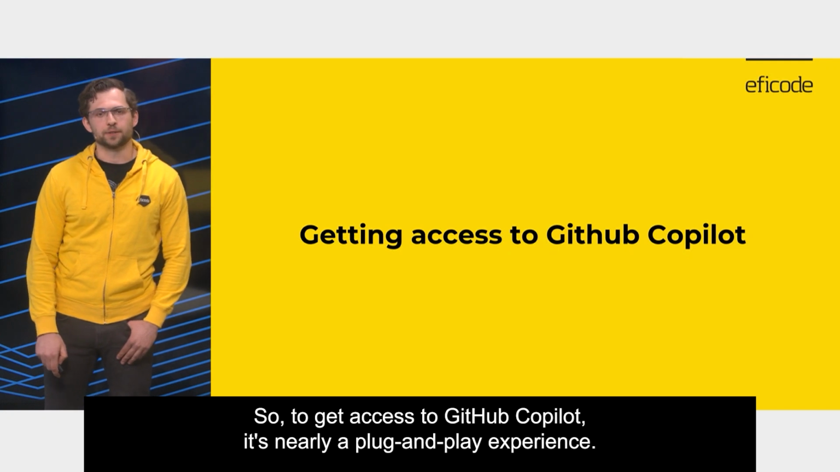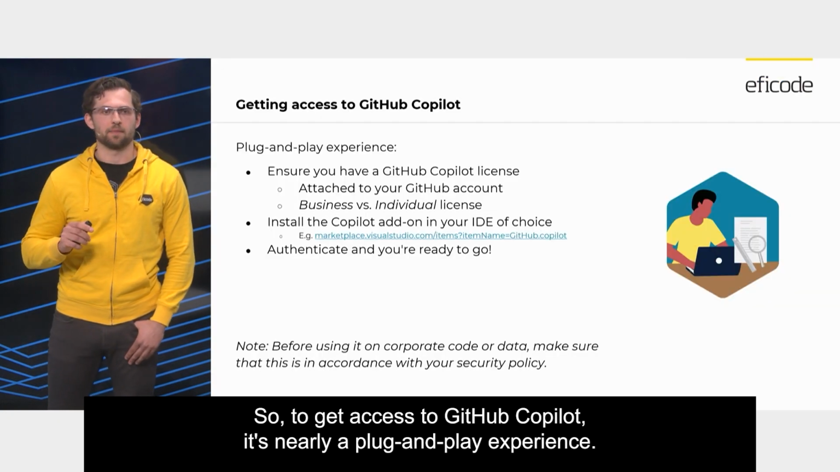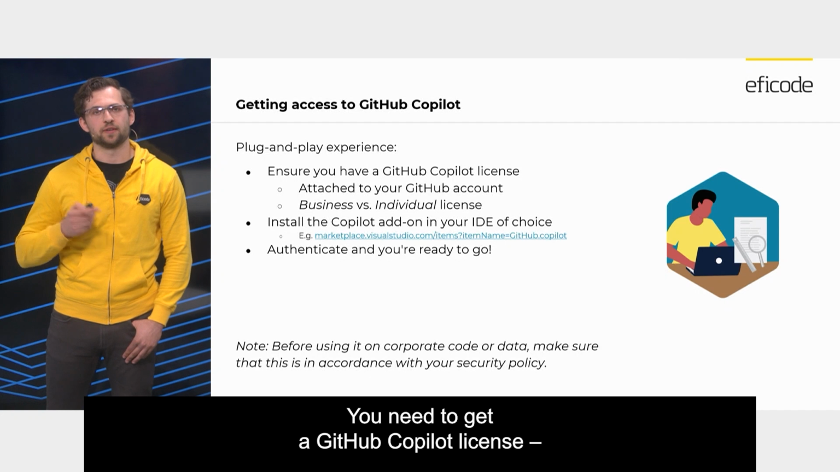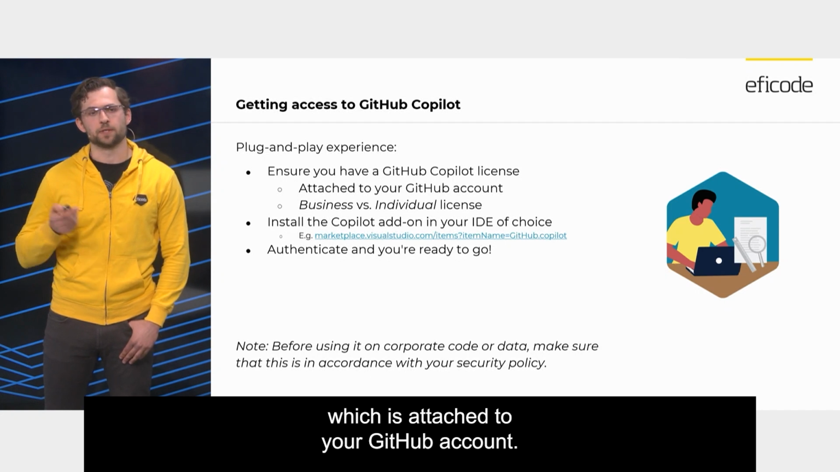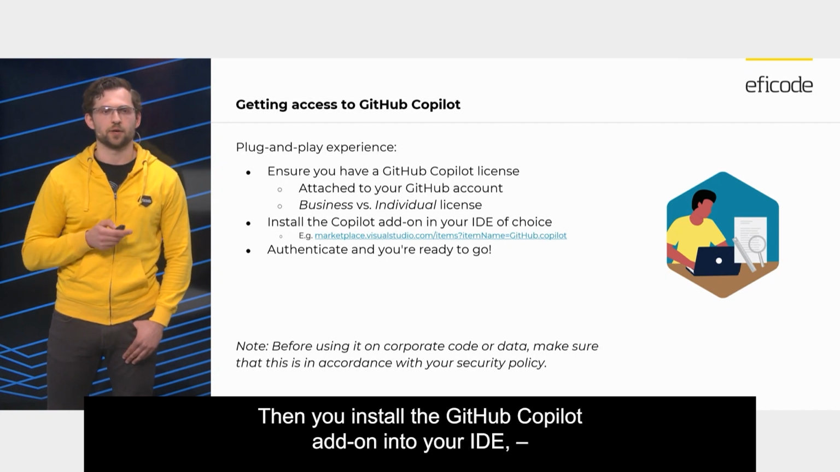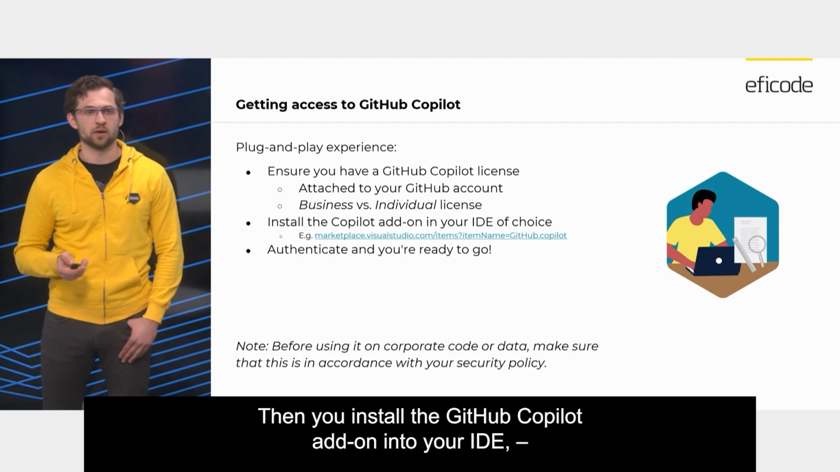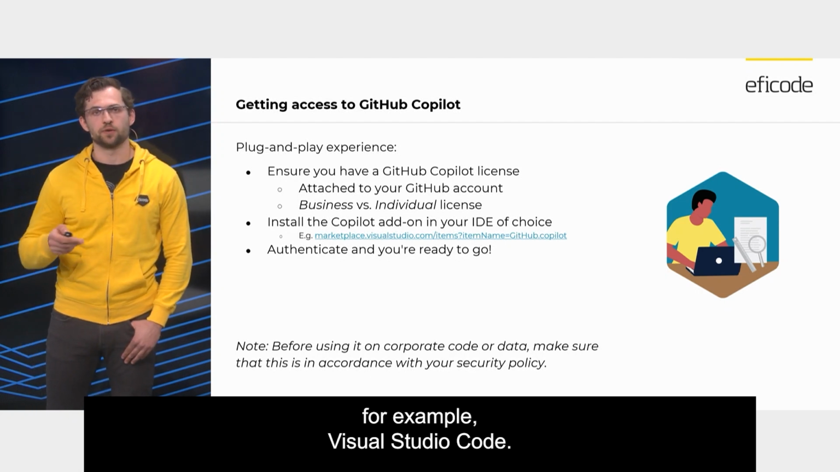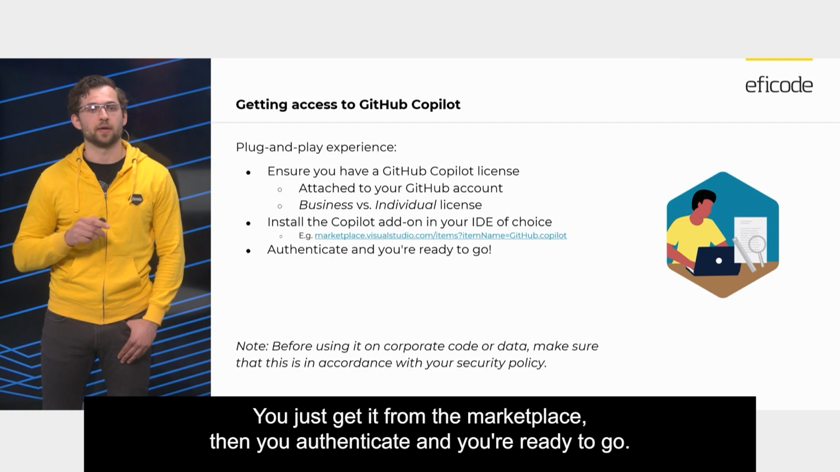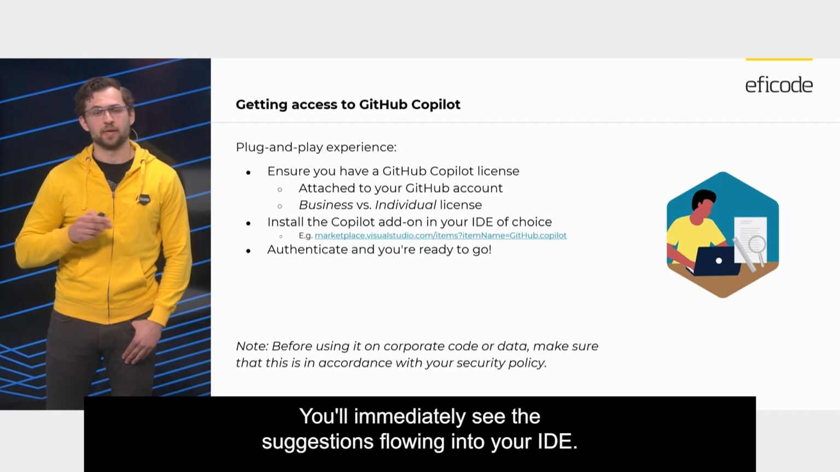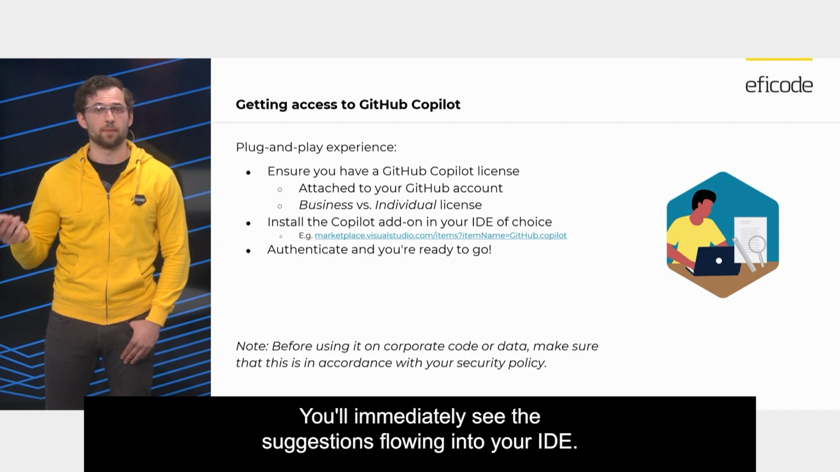So to get access to GitHub Copilot, it's nearly a plug-and-play experience. What you do is you need to get a GitHub Copilot license, which is attached to your GitHub account. Then you install the GitHub Copilot add-on into your IDE. For example, for Visual Studio Code, you just get it from the marketplace, and then you authenticate and you're ready to go. You will immediately see the suggestions flowing into your IDE.